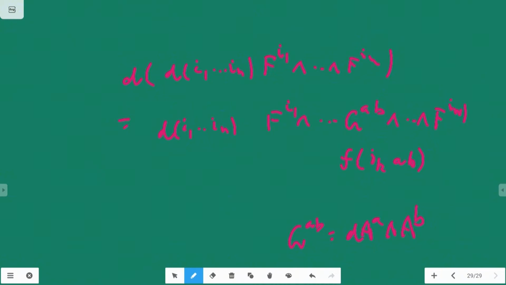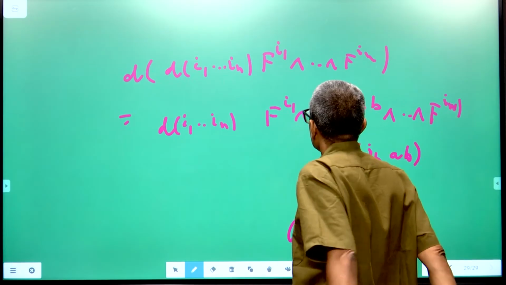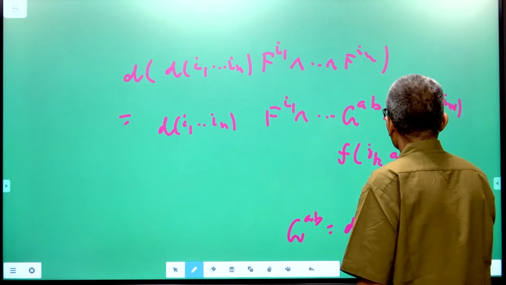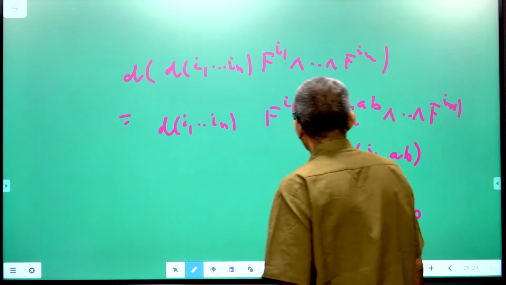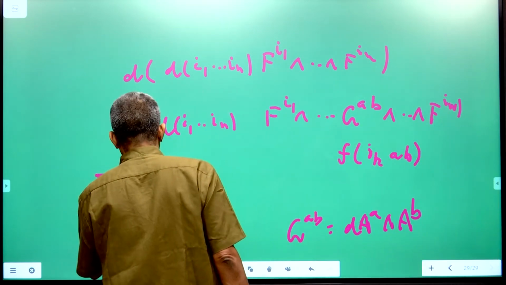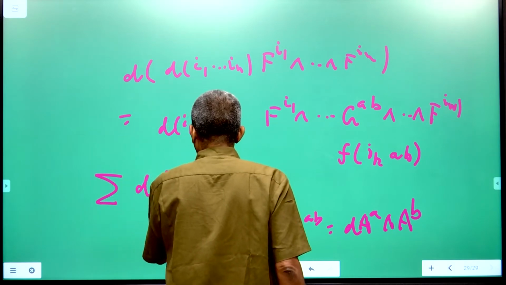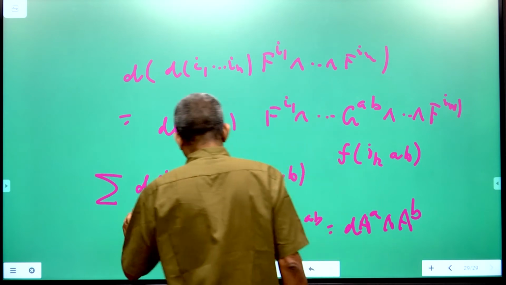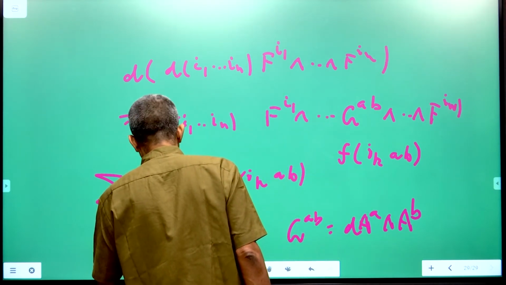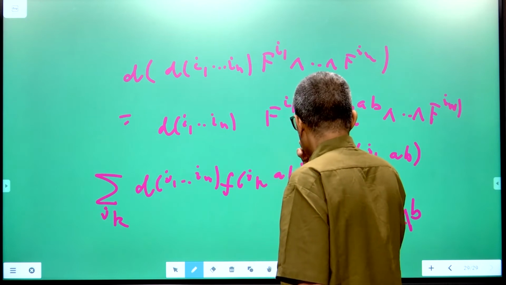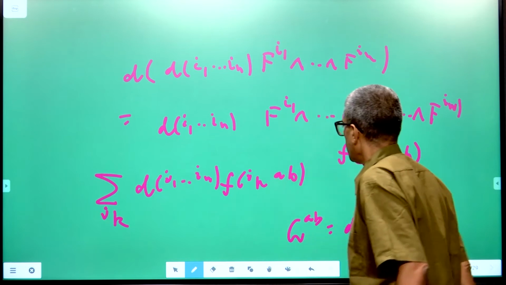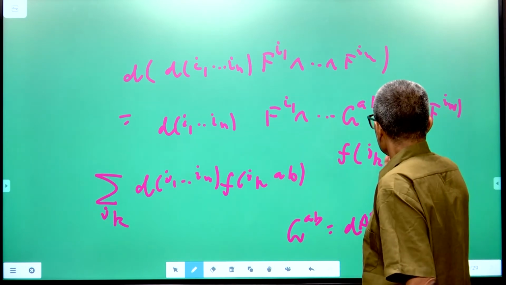So now what does this mean? This means that if you are assuming d to be a symmetric tensor which is invariant under the Lie algebra, so if you assume that the summation d_{i1...in} multiplied by f^{ik}_{ab} and summed over all the ik is 0, that means the structure constants are invariant under the action of the Lie algebra, then d of this becomes 0 immediately.